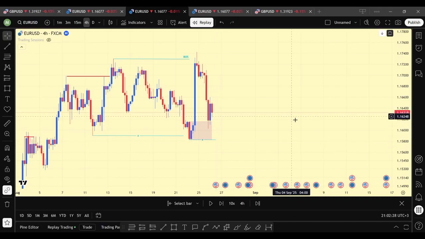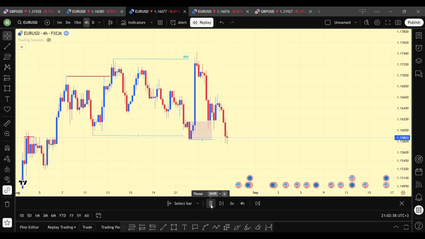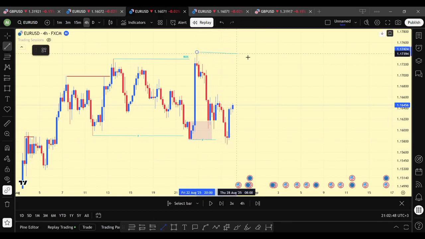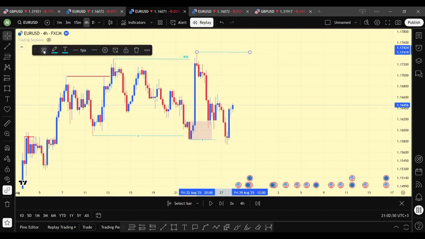But we are focused on the inducement and the market structure. You can clearly see right here, price showcased this reaction mainly to lure the early buyers, but then later price came for the inducement, and probably price will be looking forward to breaking past this high, exactly right there.